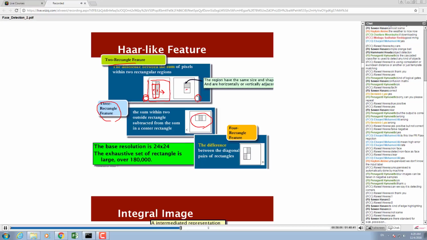Okay. And the next step is three rectangles. By adding one more rectangle, we have two white and one black, horizontally or vertically, and even with different sizes. So this is another category, and inside this three rectangle feature, we can generate a lot of detailed features.